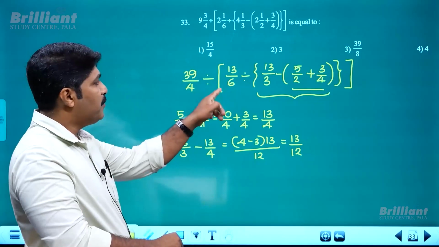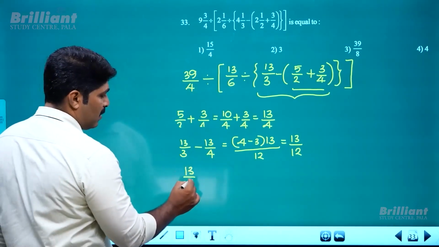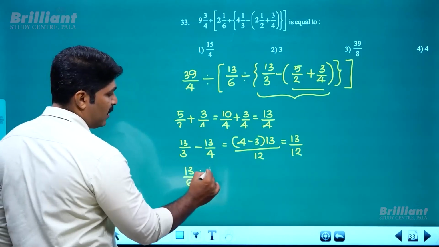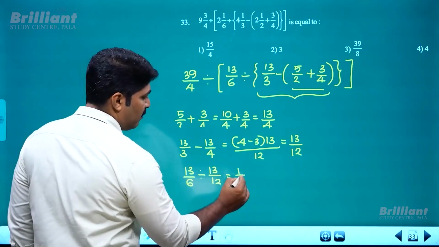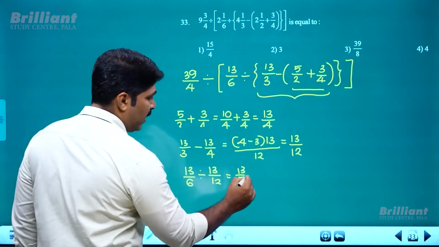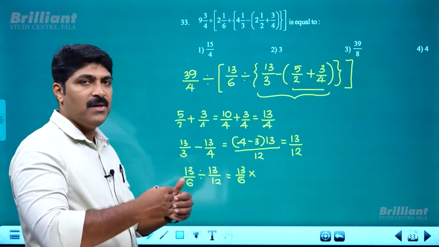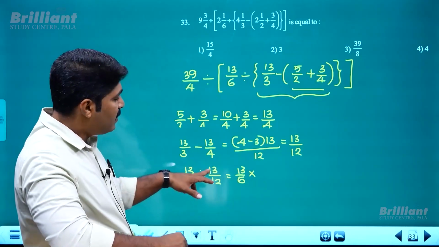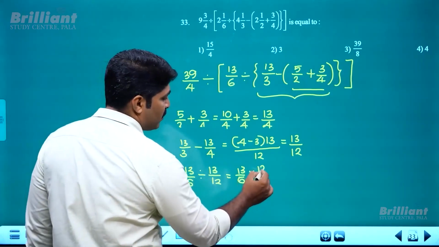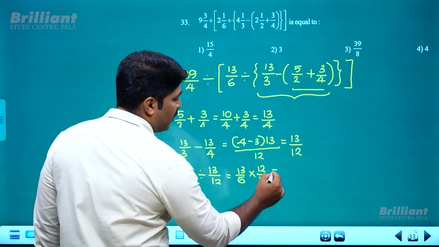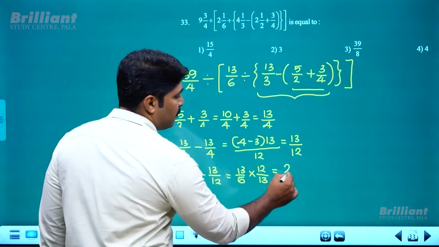Further, we are moving to the next step. That is 13 by 6 divided by 13 by 12. So that is simply 13 by 6 multiplied by the reciprocal of the second fraction. What is 13 by 12's reciprocal? That is 12 by 13. Here we know that 13 gets simplified. 12 by 6 is equal to 2.